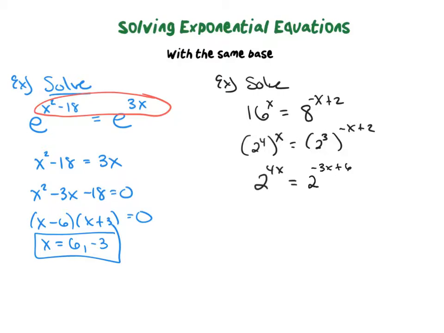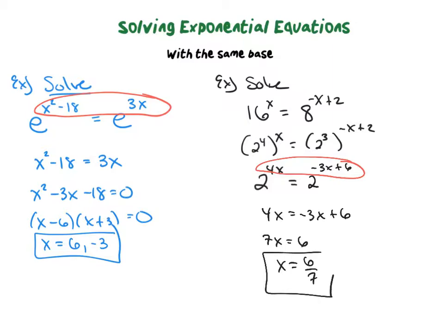Now the only way that that can be true, since the bases are already equal, is if the exponents are equal. 4x equals negative 3x plus 6. Again, a pretty easy equation to solve. Add 3x to both sides. I got 7x equals 6. So x equals 6 over 7. Great. Let's try two more quick equations.